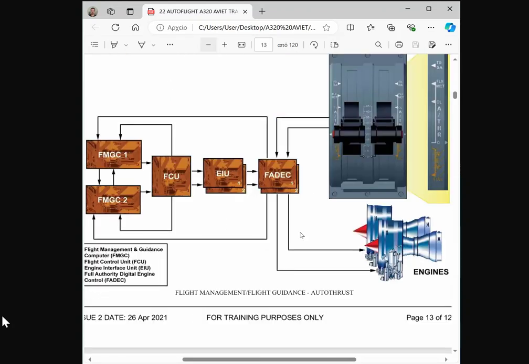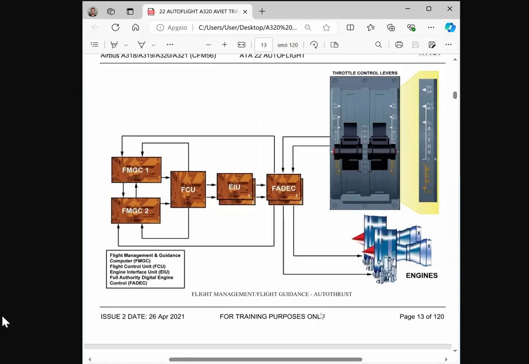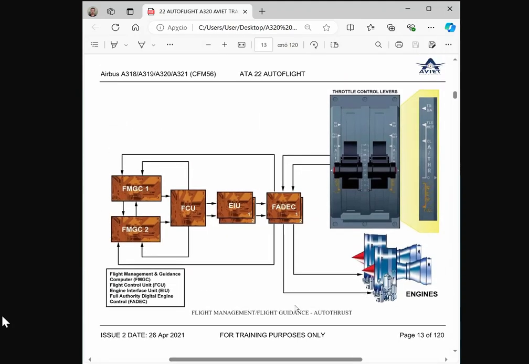Let's see, guys, this one is very important to understand. It's easy, keep it simple. I will try to make it simple for you. We have the FMGC, the flight management and guidance computer. Just to give you an example: the aircraft speed was 300, and the flight plan says from this waypoint to the other waypoint you must go to 330, so you must increase the speed. The FMGC will send this information to the FCU, the flight control unit.